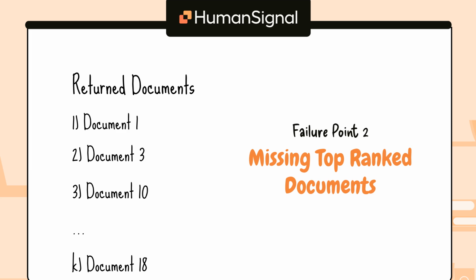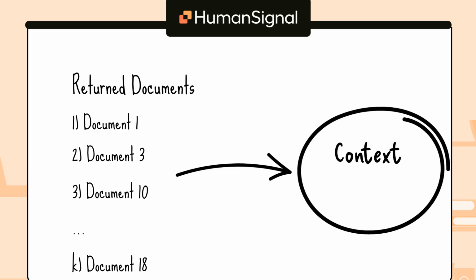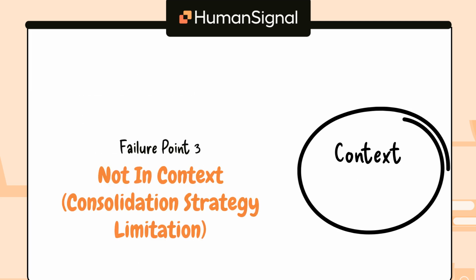If the document is in the top K, you'll need to make sure that it's actually getting to your context. Some people use a consolidation strategy to help reduce the amount of data going into the context. If the answer to your question is in the top K documents but not in the context, it's likely due to failure point 3, not in context, consolidation strategy limitations. You'll need to take a closer look at your consolidation strategy and adjust it so that the right answer to the question is in the context. A human in the loop helps here as well.